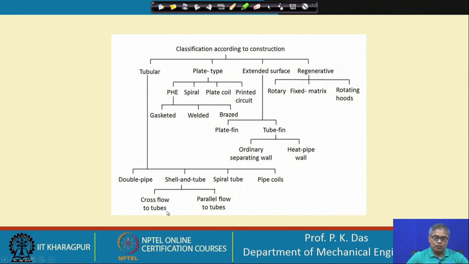And again, in the shell and tube heat exchanger there could be variation of internal, providing suitable internal geometrical construction. We can have cross flow to the tubes by the shell side, or we can have shell side flow parallel to the tubes. So, parallel flow and cross flow we can have.